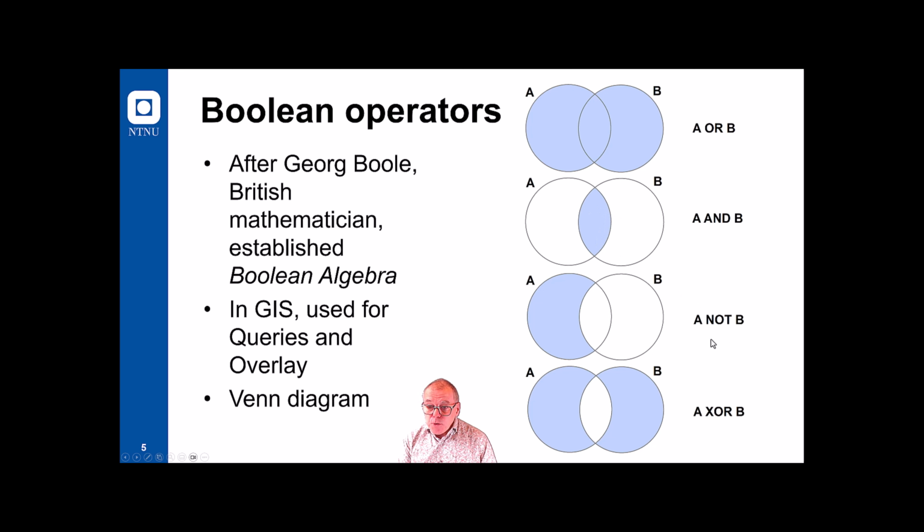Then the NOT operator excludes everything which is part of the latter one here. So A NOT B means that you will keep A, but exclude everything which is part of the B set. So we then need to exclude this part here. And then the last one, exclusive OR. This actually means the one or the other, A or B, but not both. So everything which is part of A and part of B is kept, but not the part which they have in common.